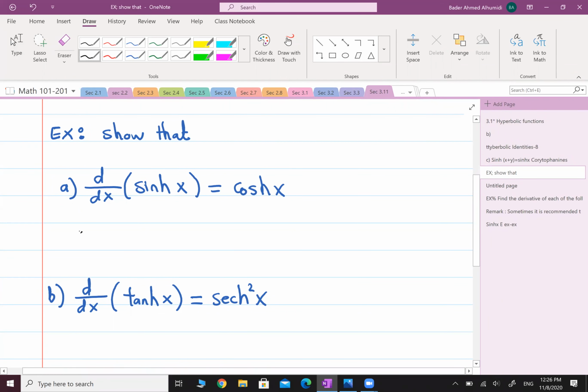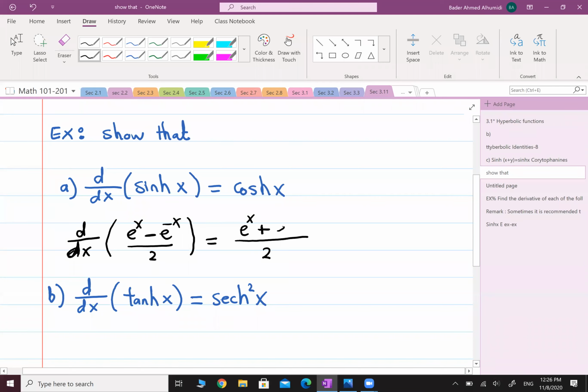I go back to the definition. So I will come here, d by dx. What is the definition of hyperbolic sine? The definition of hyperbolic sine is e to the x minus e to the power minus x, over 2. And the derivative of this is just, this is a constant, I don't care about it. Derivative of e to the x is e to the x. The derivative of e to the power minus x is e to the power minus x times a minus. So it will give me here plus e to the power minus x. And this is exactly what we have as hyperbolic cosine of x.